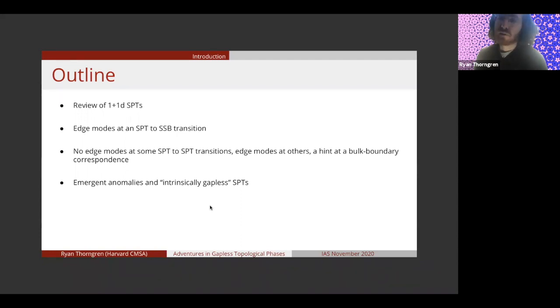And the main example of what I'll call a gapless SPT will have to do with edge modes at a transition from an SPT phase to a symmetry breaking phase. And I'll go on to talk about more complicated examples, some that have edge modes, some that don't. And the main theme of the talk is going to be to try to figure out a bulk boundary correspondence, when you can detect edge modes from bulk observables. And I'll end with a little extra on emergent anomalies and what we're calling intrinsically gapless SPTs.